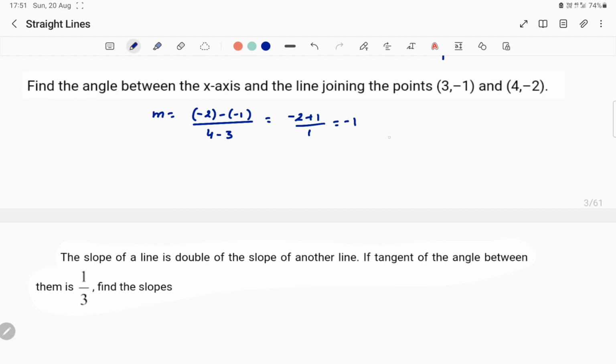Tan of what angle will give you -1? So many angles will come, but we are searching for 0 to pi. So the answer is theta should be 3 pi by 4, or 135 degrees.